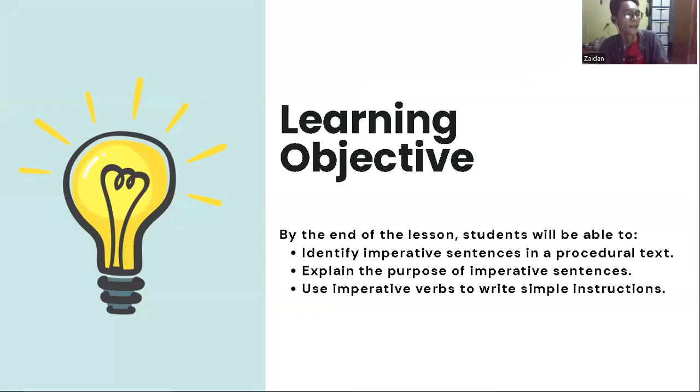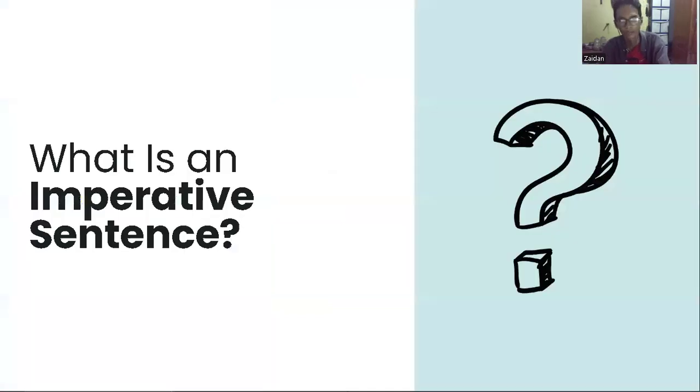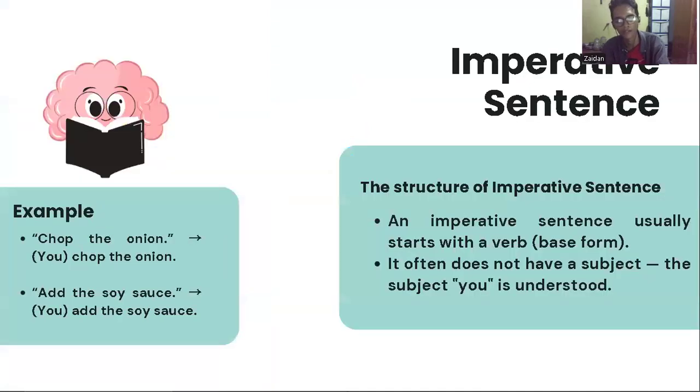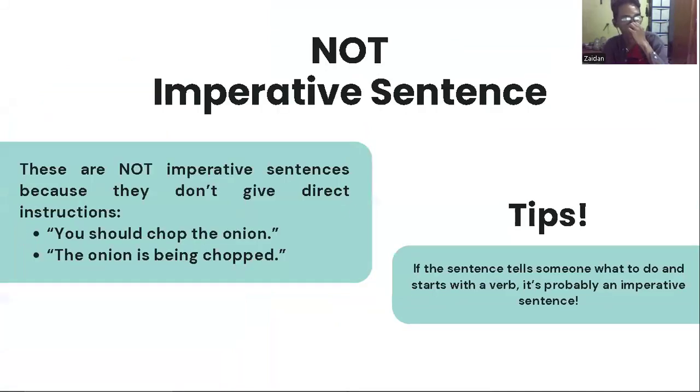This is the learning objective. There are three: identify imperative sentences in procedural text, explain the purposes of imperative sentences, and last, use imperative verbs to write simple instructions. I begin with the brainstorming question: what is an imperative sentence? Then I provide the definition and the structure of imperative sentences, and I also provide examples. And this is not an imperative sentence. I also give a tip for the students: if the sentence tells someone what to do and starts with a verb, it is probably an imperative sentence.